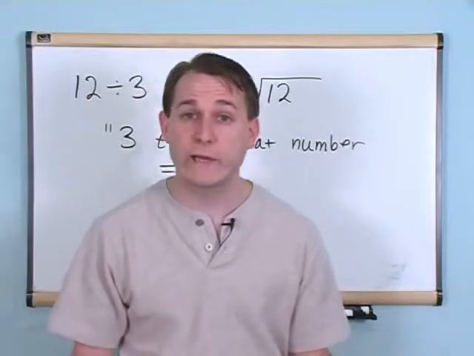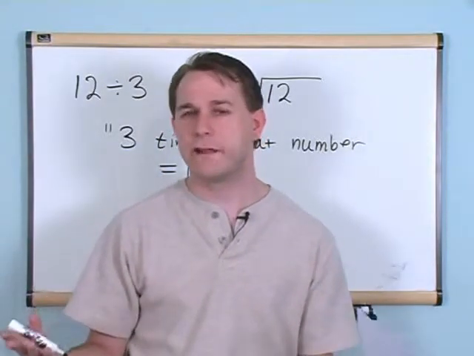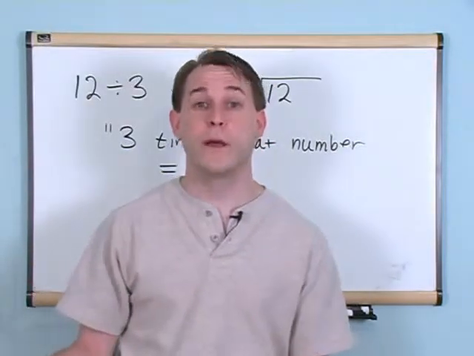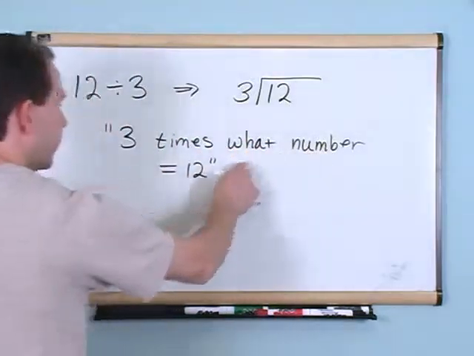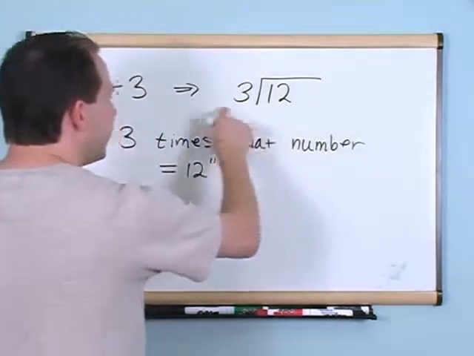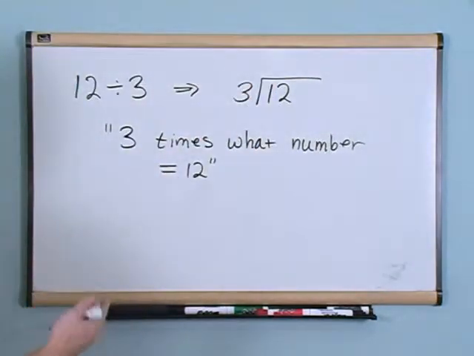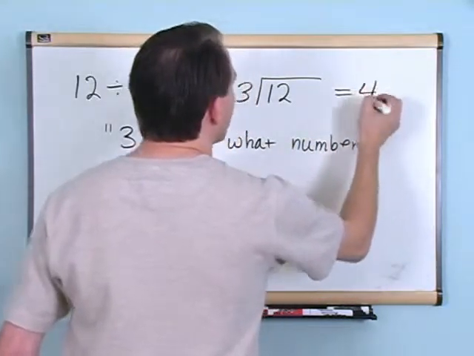3 times 3 gives us 9, right, from our times tables. And that's not right, because we're looking for 12. 3 times 4 gives us 12. Bingo, we hit the answer. So the answer is going to be 4. 3 times what number is 12? 3 times 4 is 12. 4 is the answer, okay? So you can say the answer is equal to 4.